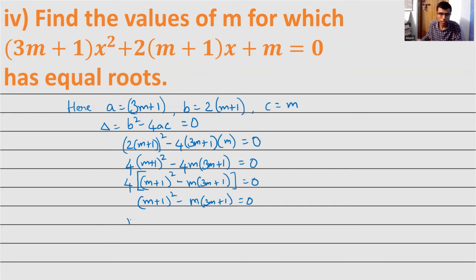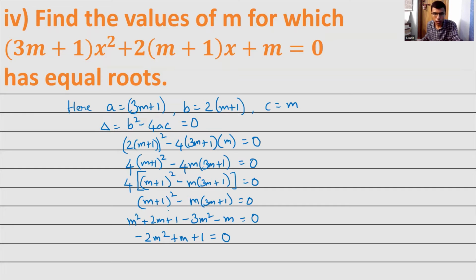Now let us start expanding. We get m square plus 2m plus 1 for m plus 1 whole square. And here I have minus m into 3m would be minus 3m square, minus m into 1 is going to be minus m. It's nothing but equal to 0. Now m square minus 3m square is nothing but minus 2m square. Okay, and then 2m minus m is nothing but m, and then here I have plus 1 is equal to 0.